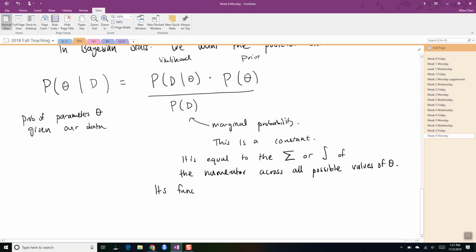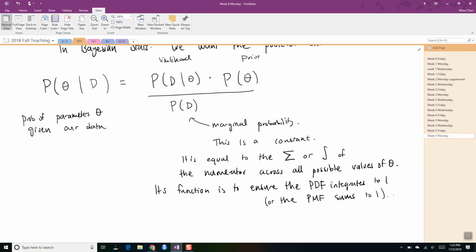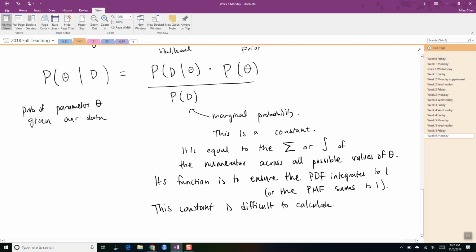Its function is to ensure the PDF integrates to 1, or the PMF sums to 1, which is very important, okay? But other than that, it's just some constant that's very difficult to find, right? And in general, this constant is difficult to calculate. Okay, so this is why the Metropolis algorithm is useful, okay?